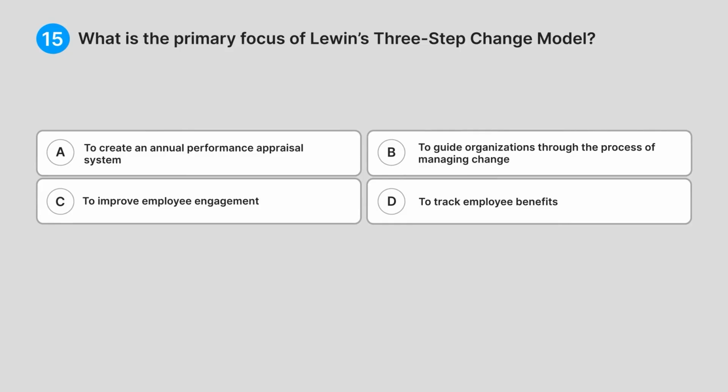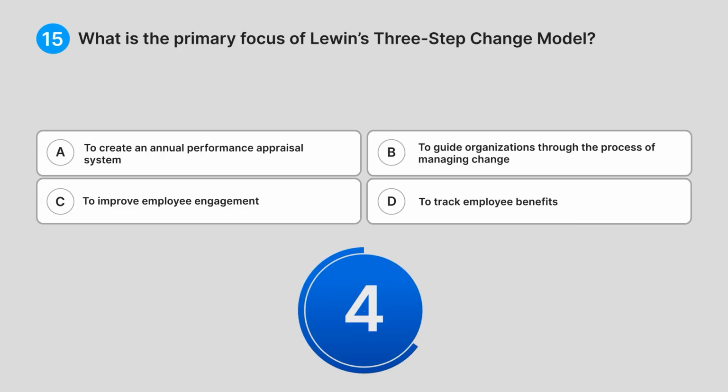15. What is the primary focus of Lewin's three-step change model? A. To create an annual performance appraisal system. B. To guide organizations through the process of managing change. C. To improve employee engagement. D. To track employee benefits. What do you think is the answer?